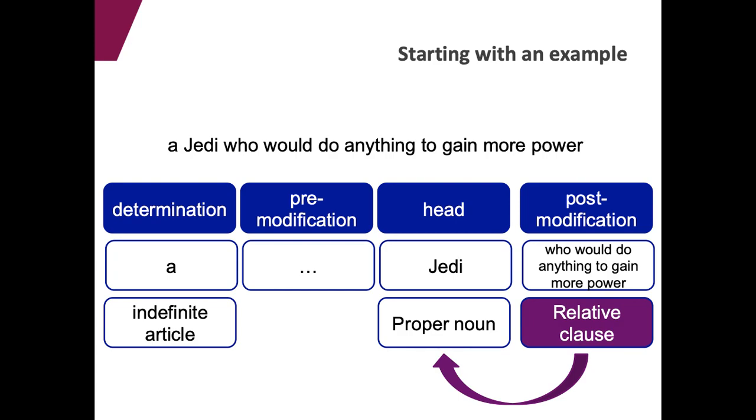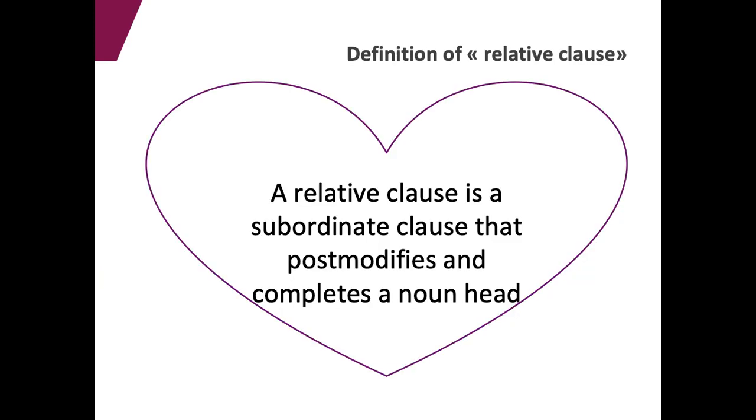So yes, you notice that it has the same function as the prepositional phrases we studied in noun complements in chapter 3. Okay, because the job of post-modification in a noun phrase is to complete the noun, really. So it's the same function. So we're ready now to give a definition of a relative clause. It is a subordinate clause that post-modifies and completes a noun head. You want, of course, to write this down and memorize it by heart.